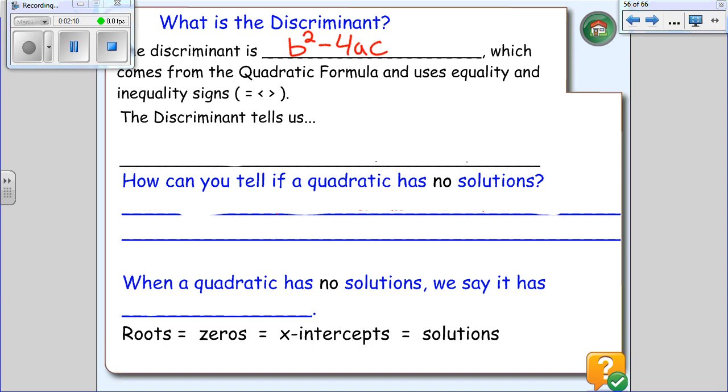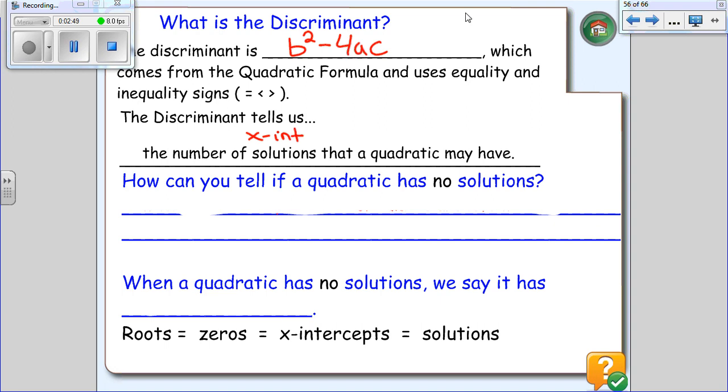Is it one of the intercepts? Yeah, it's close. It's not one of the intercepts. It tells you how many intercepts you're going to have. So if I can tell you what the discriminant is, without calculating or solving anything, you can guess how many intercepts there will be. The discriminant will tell you the number of solutions without actually having to calculate them. Remember, solutions are x-intercepts.